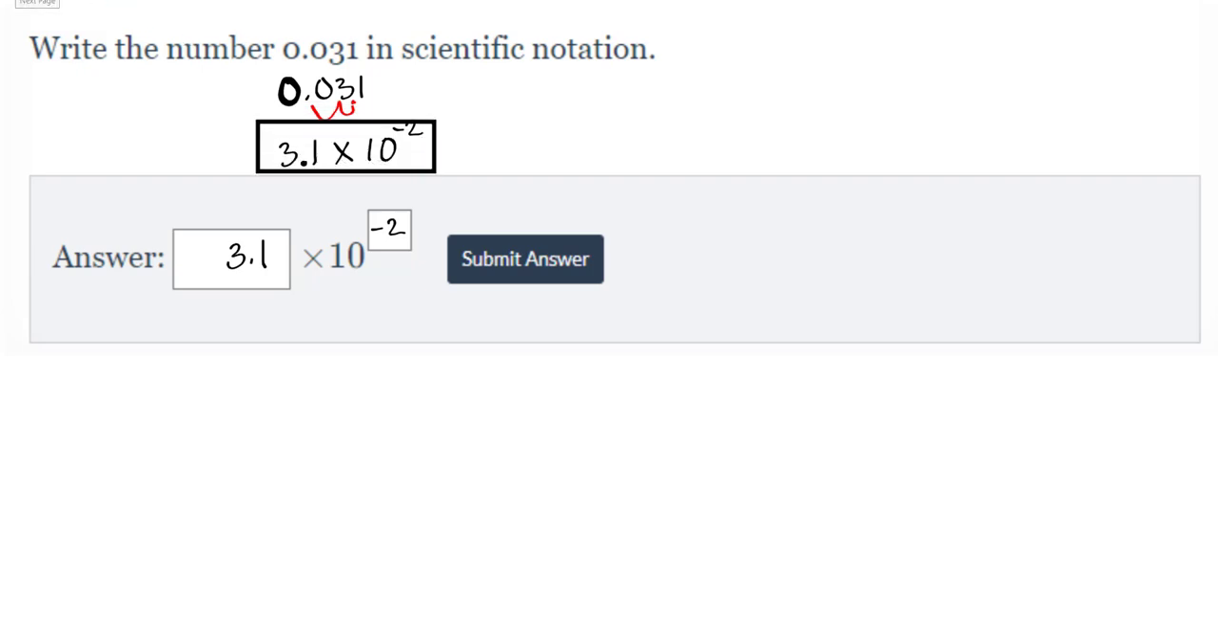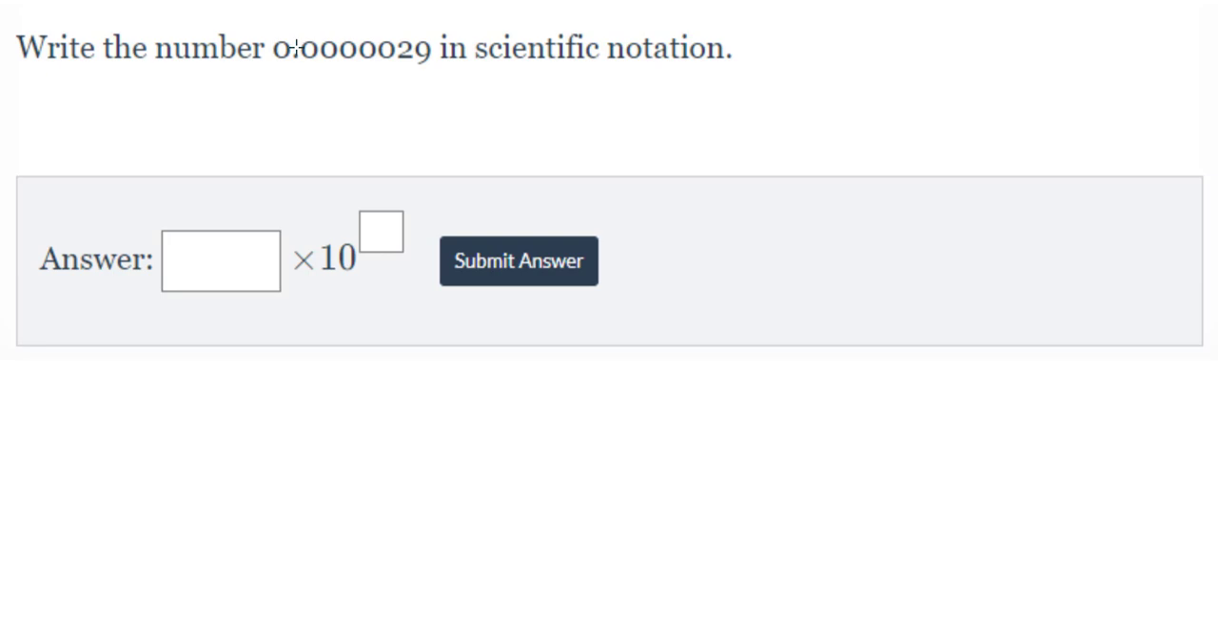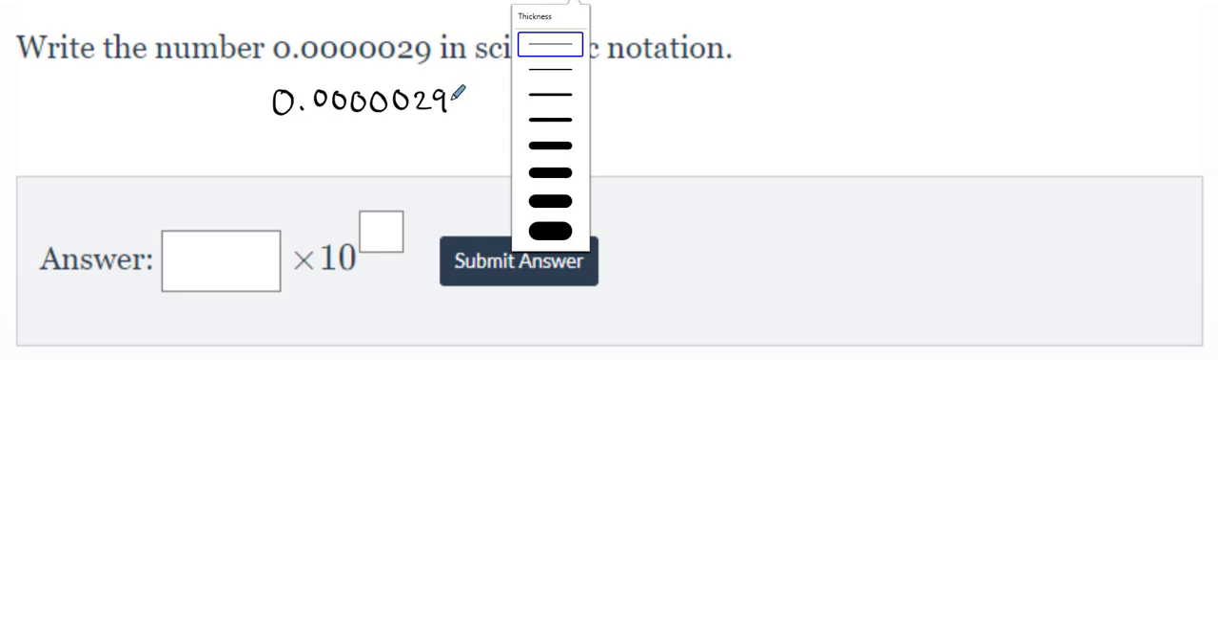And let's try one more example. Again, this is going to be a rather small number, so let's see if we can rewrite it. I'm going to put 0 decimal, and then 1, 2, 3, 4, 5, so I've got 1, 2, 3, 4, 5, and then I have 2, 9. I hope you realize that the decimal needs to be placed between the 2 and the 9, because we can only have one digit to the left, and that digit is going to be a 2. Again, the number here can be 1 through 9.